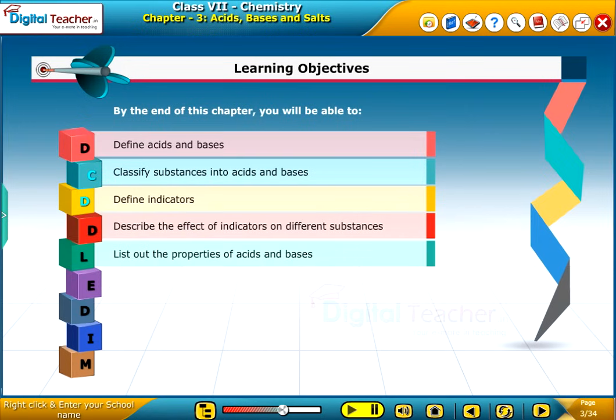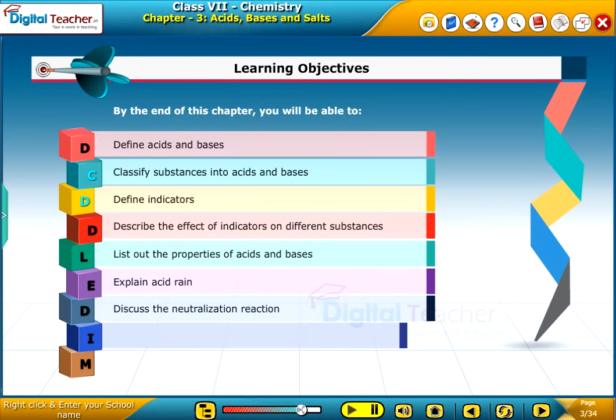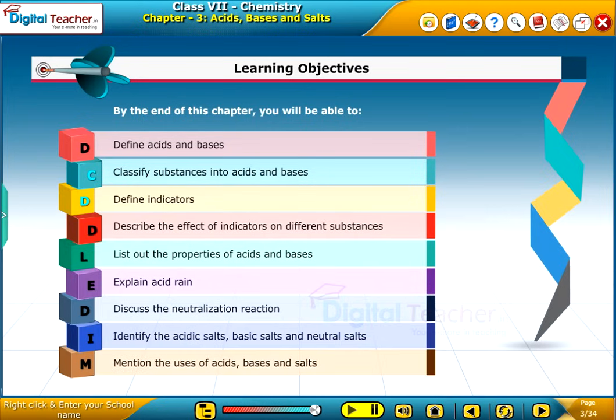List out the properties of acids and bases. Explain acid rain. Discuss the neutralization reaction. Identify the acidic salts, basic salts and neutral salts. Mention the uses of acids, bases and salts.